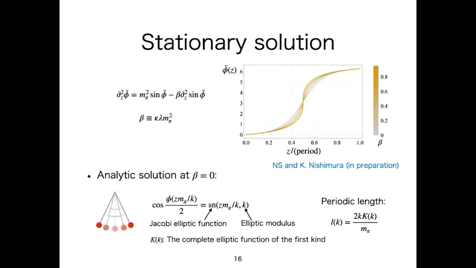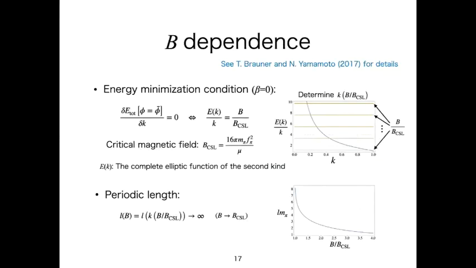And as we also know from this pendulum, this solution has a periodicity, and this period length is also determined by one of the complete elliptic functions, of the first kind. So anyway, these functions might be complicated, but it is analytically given. Okay, then next, let us connect to the magnetic field.